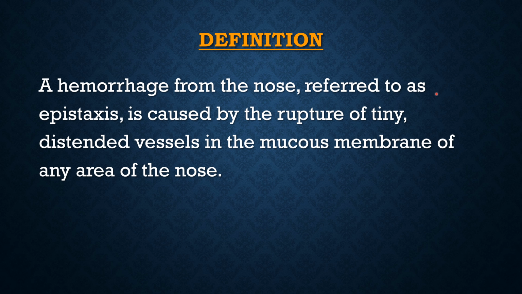Now we will see the definition, as we have to go in a systematic way. A hemorrhage from the nose is referred to as epistaxis. It is caused by the rupture of tiny distended vessels in the mucous membrane of any area of the nose. So this is a proper definition of epistaxis, which says that there will be bleeding from the nose, and it can be caused mainly by the rupture of the tiny distended vessels, the various arteries present in the nose, which bleed because they have ruptured.